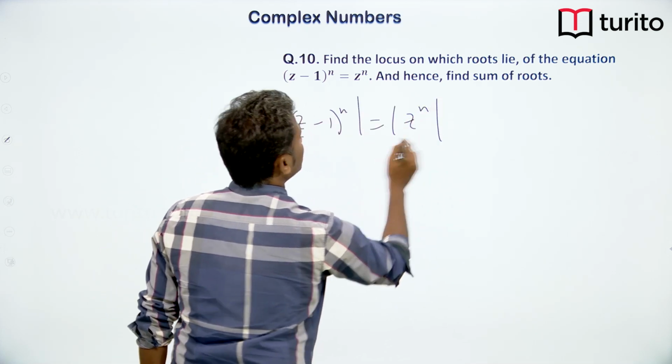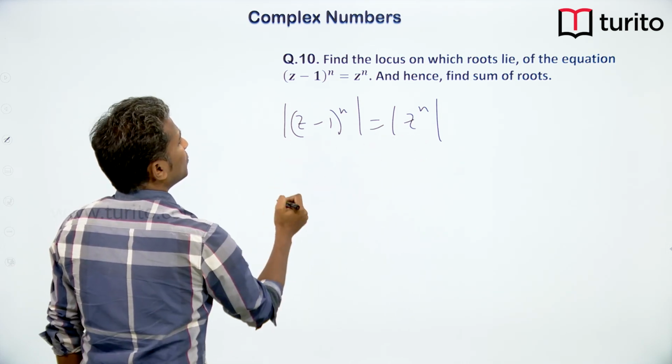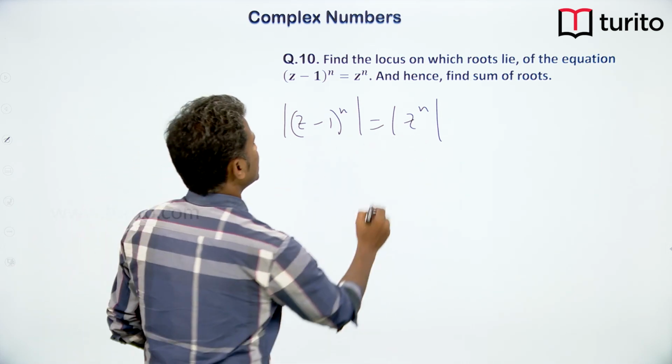Suppose, let us say, if I put modulus here, I will get something like this. Now, mod of z power n is the same as mod z whole power n.